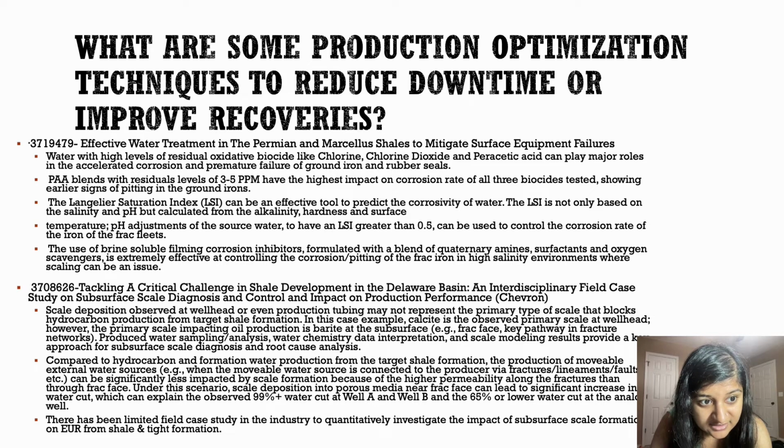and root cause analysis. Compared to hydrocarbon and formation water production from the target shale formation, the production of movable external water sources can be significantly less impacted by scale formation because of the higher perm along the fractures than through the frac face. Under this scenario, scale deposition in porous media near the frac face can lead to a significant increase in water cut, which can explain the observed 99% water cut in, and this is in the case study, well A and well B, and the 65% or lower water cut in the analogous well.